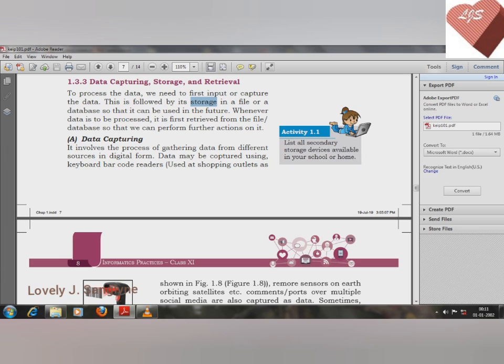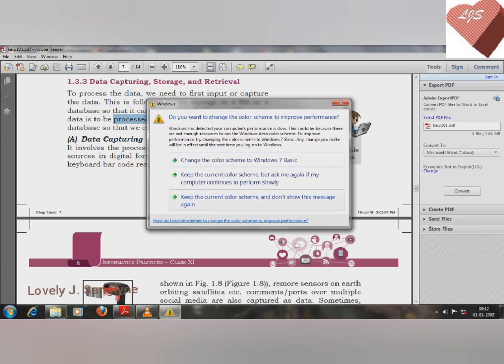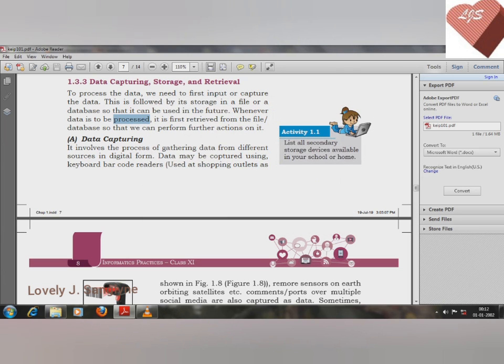So these data that are being stored are also being processed. So we also discussed processing. These data, after being processed, can be displayed as output in a particular format to the users. So whenever we want to retrieve those data, that means those data will be displayed in a particular format as we want.